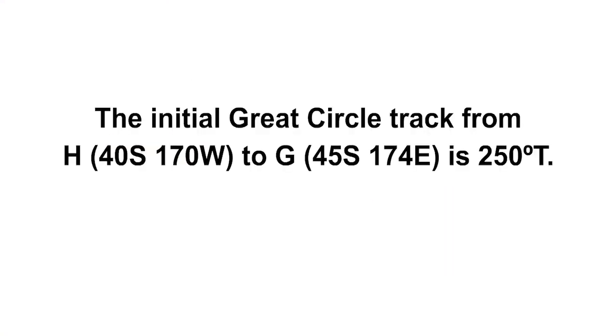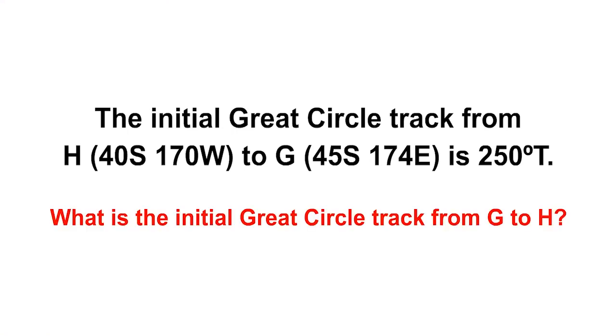Now one for you. The initial Great Circle track from H at 40 south, 170 west, to G at 45 south, 174 east, is 250 degrees true. What is the initial Great Circle track from G to H? What's the first thing you have to do? Are we in the northern or southern hemisphere?